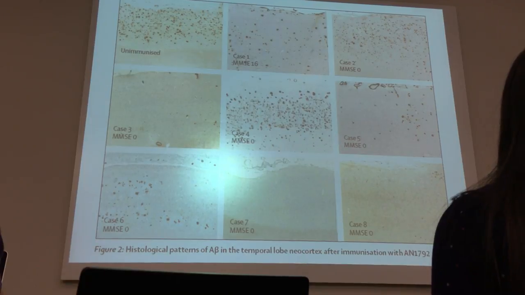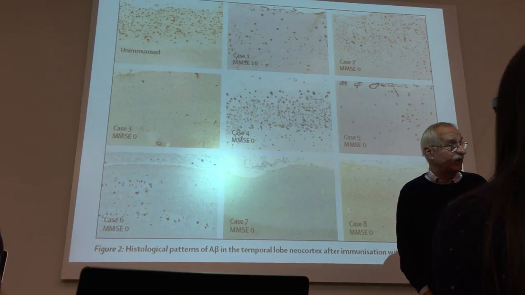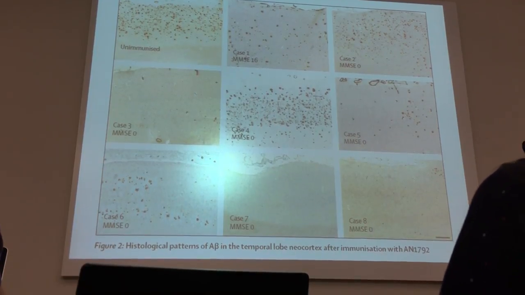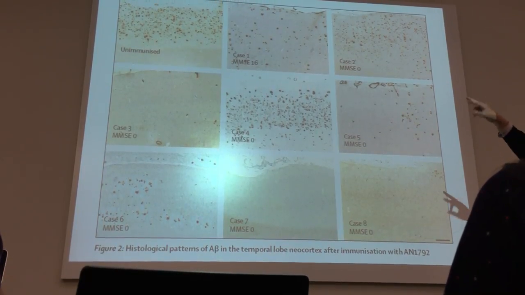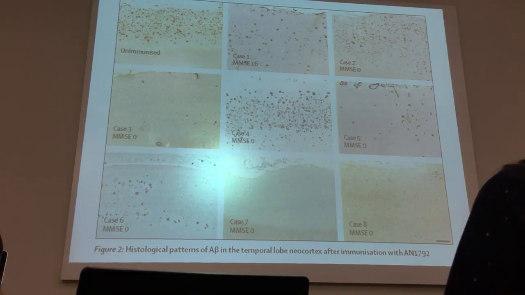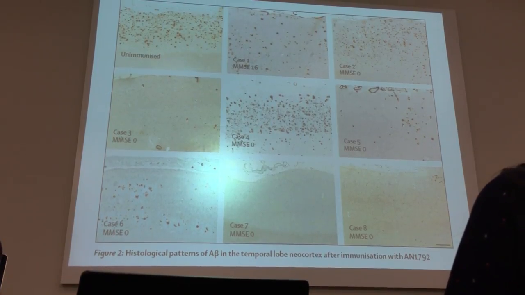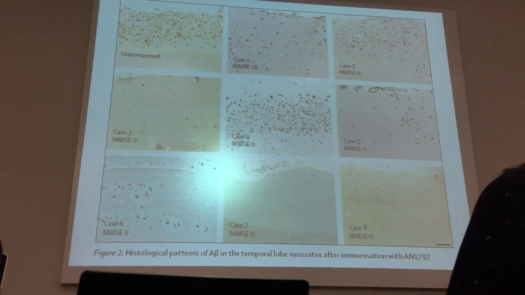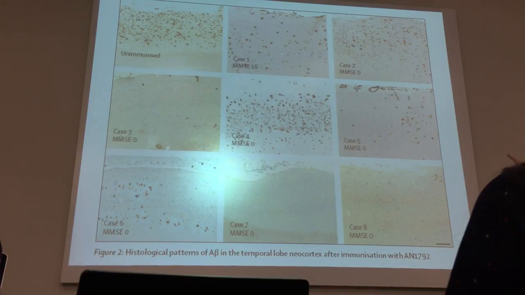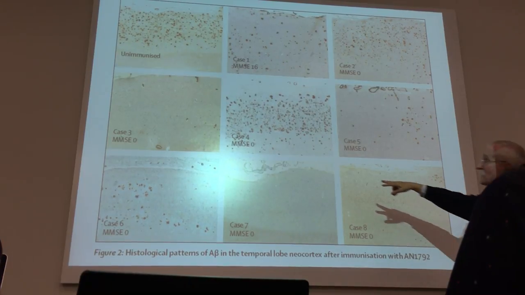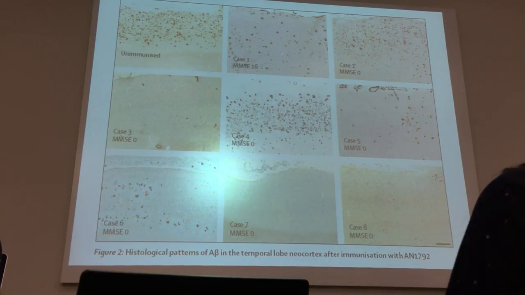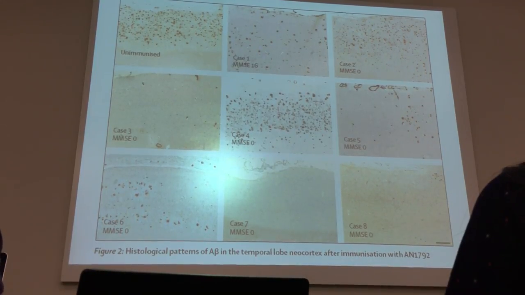And so these brains have been investigated, and you see in the left upper corner here the brain of an unimmunized patient from the same clinic. And then you see the Alzheimer cases which were immunized, and you see a very variable amount of amyloid in there. So for instance, this case 4 has in principle the same amyloid deposition as the controls.